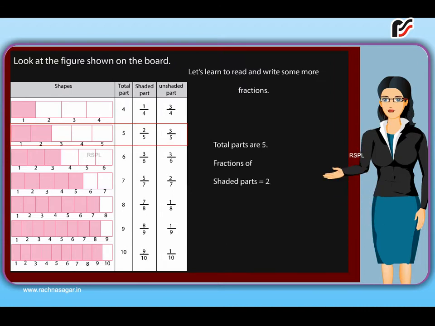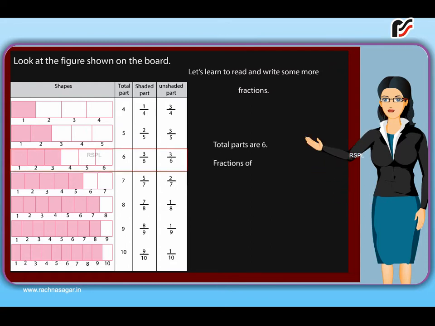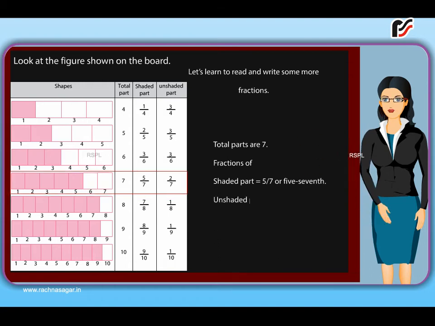Total parts are 5. Shaded parts is equal to 2/5. Unshaded parts is equal to 3/5. Total parts are 6. Shaded part is equal to 3/6. Unshaded part is equal to 3/6. Total parts are 7. Shaded part, 5/7. Unshaded part, 2/7.